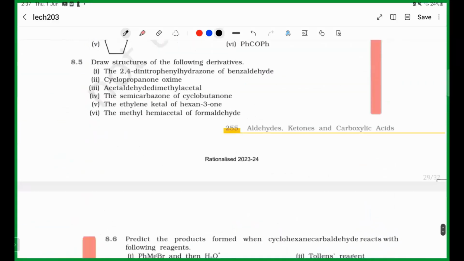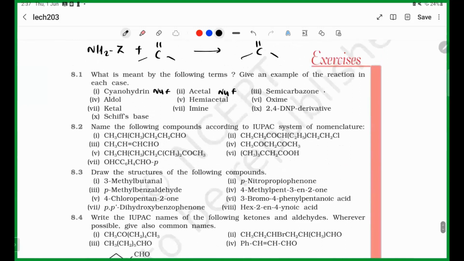So now, aldol. Aldol is basically derived from an aldehyde and an alcohol. So you have an aldehyde and you have some alcohol, right? The alcohol attacks the aldehyde, and then you have something like this, right? So this is called an aldol condensation. It's a reaction.